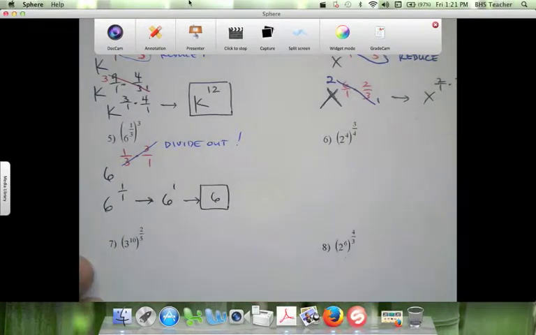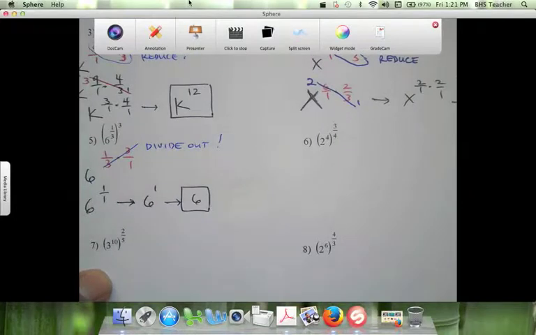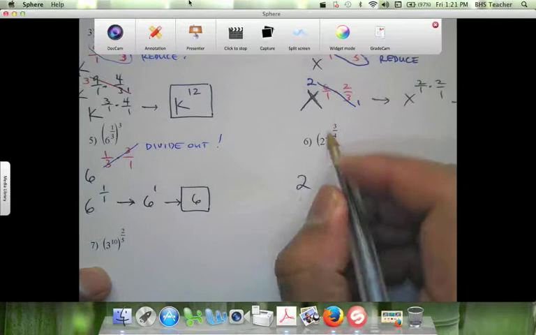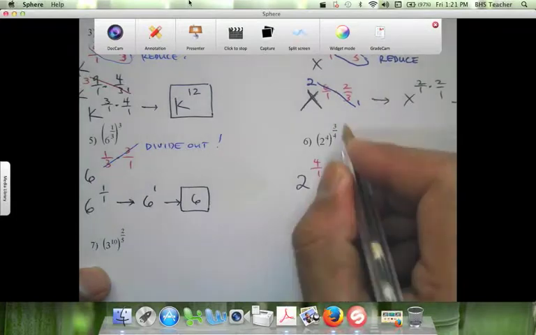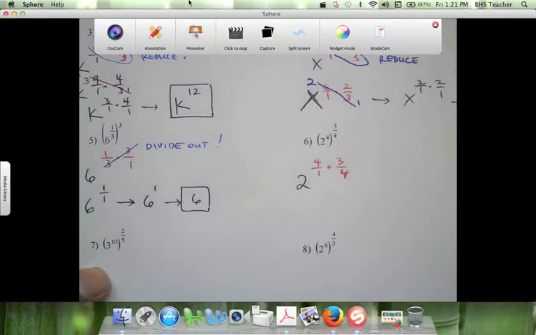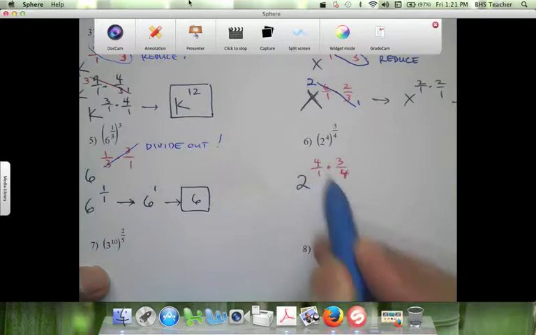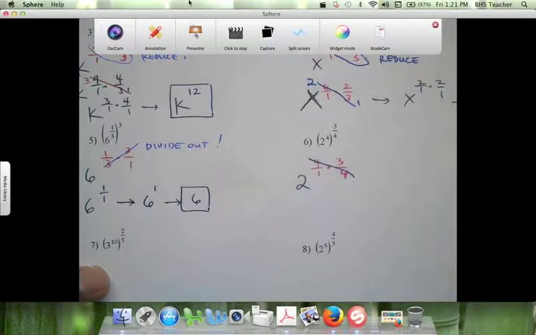Okay, number 6. 2 is the base. 4 over 1 times 3 over 4. These fours divide out. You're left with 2 to the power of 3 over 1. 2 to the power of 3 over 1 is the same as 2 to the power of 3.